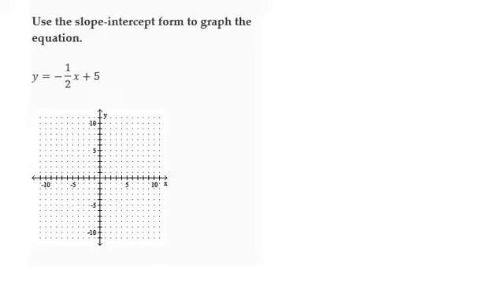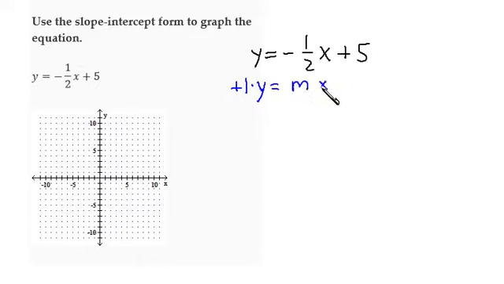Use the slope-intercept form to graph the equation. We're given an equation y equals -1/2 x plus 5. This equation actually is given to us in slope-intercept form already. Let's compare it to what slope-intercept form is: y equals mx plus b.